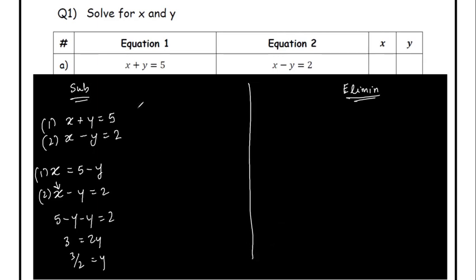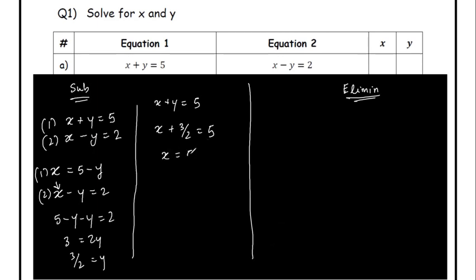So now I'm going to substitute the value of y in any of these equations. I'll substitute in the first equation. So x plus y is equal to 5. x plus 3 by 2 is equal to 5. Here's a substitution of y.